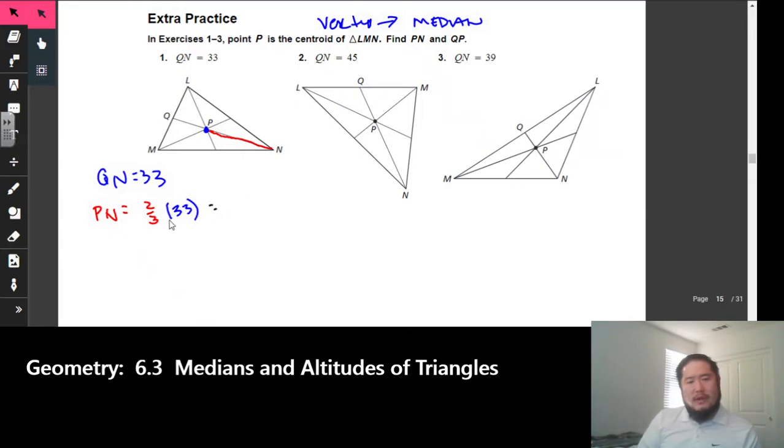Multiply that, solve it out. I could do a little reducing right here. 33 divided by 3 is 11. 11 times 2 is 22.